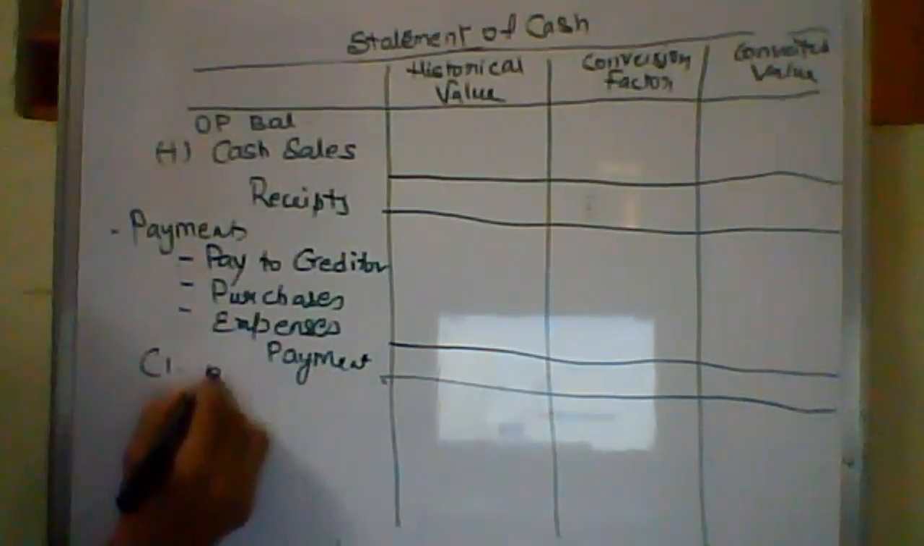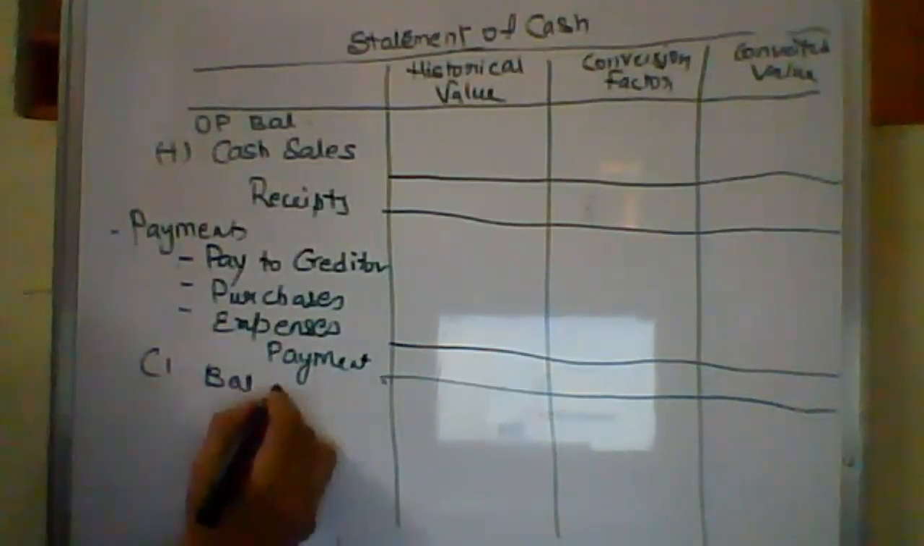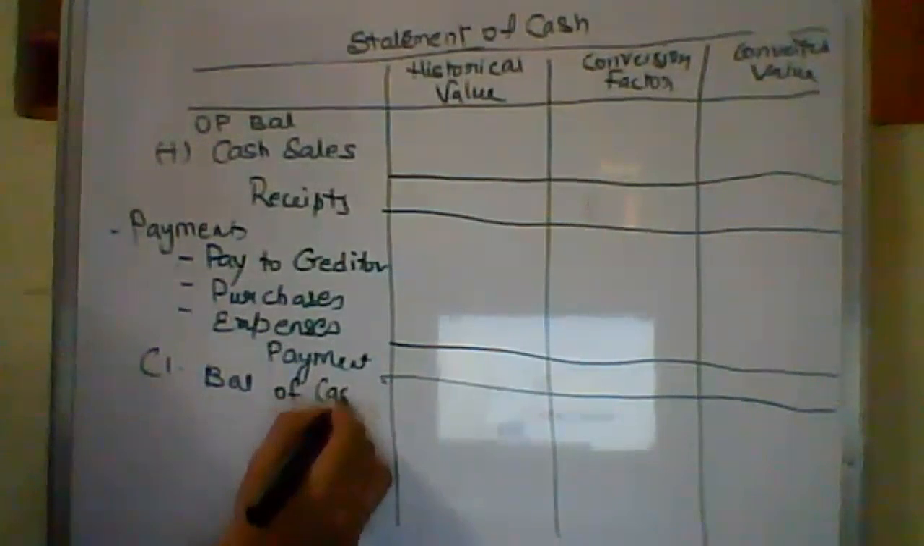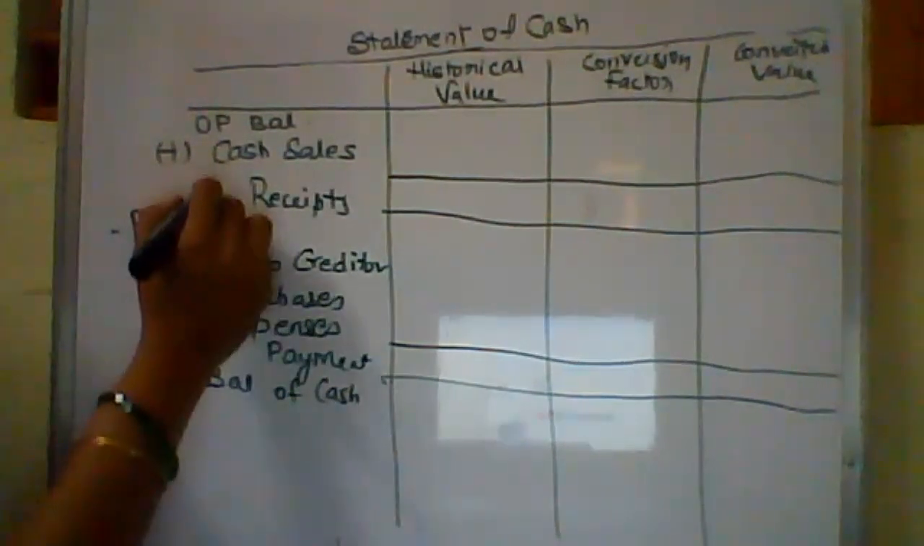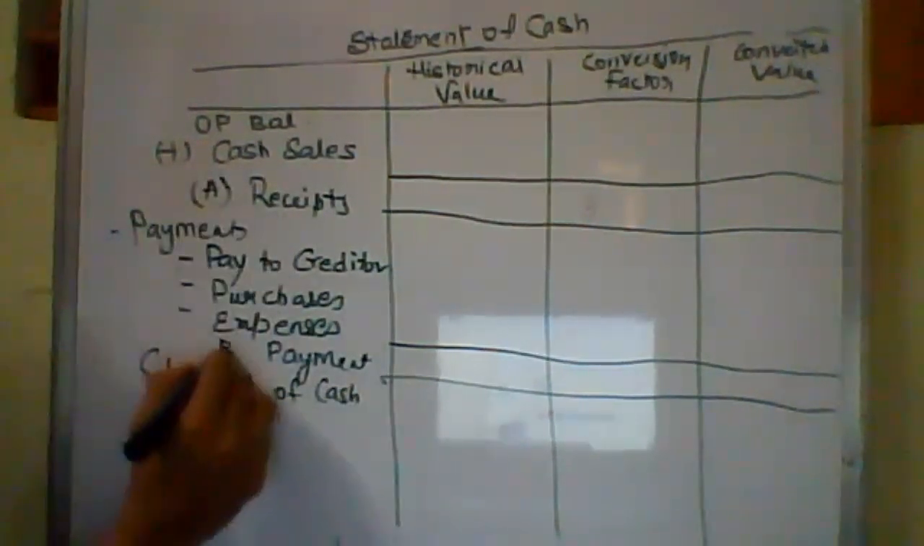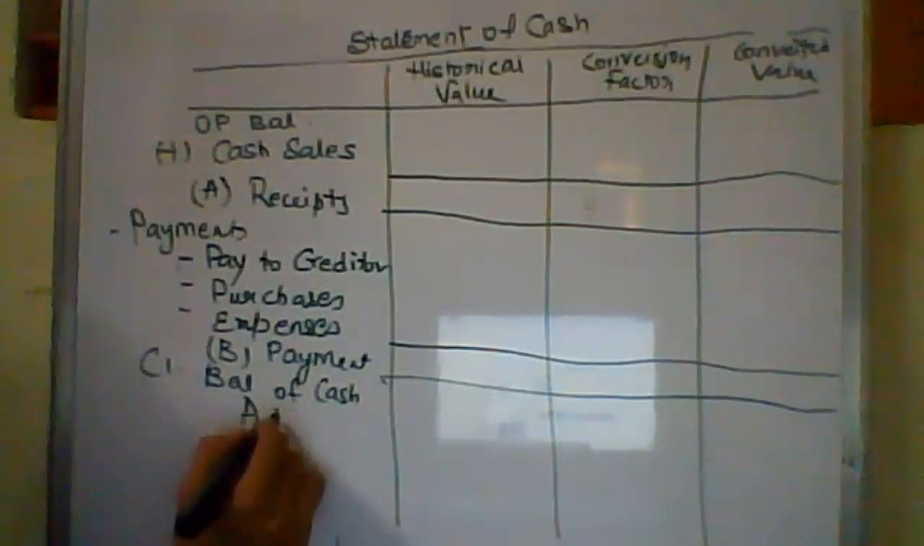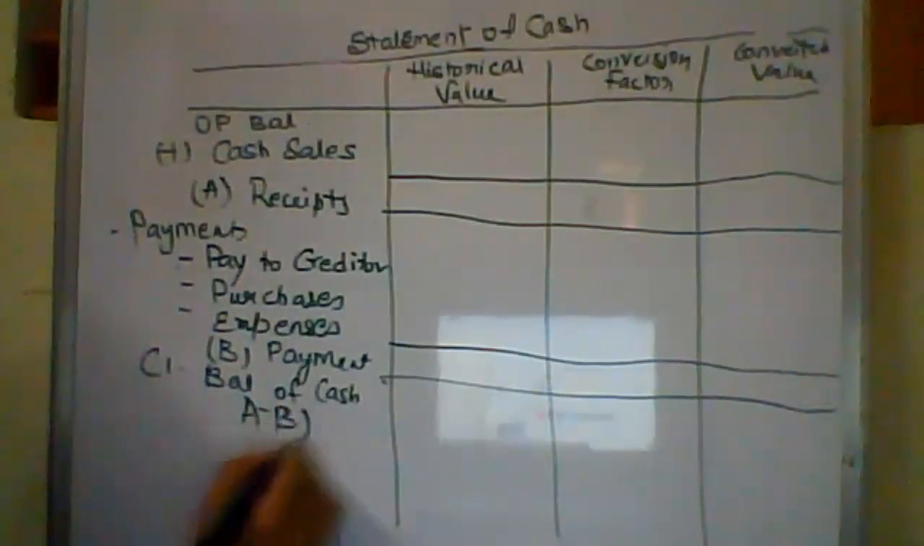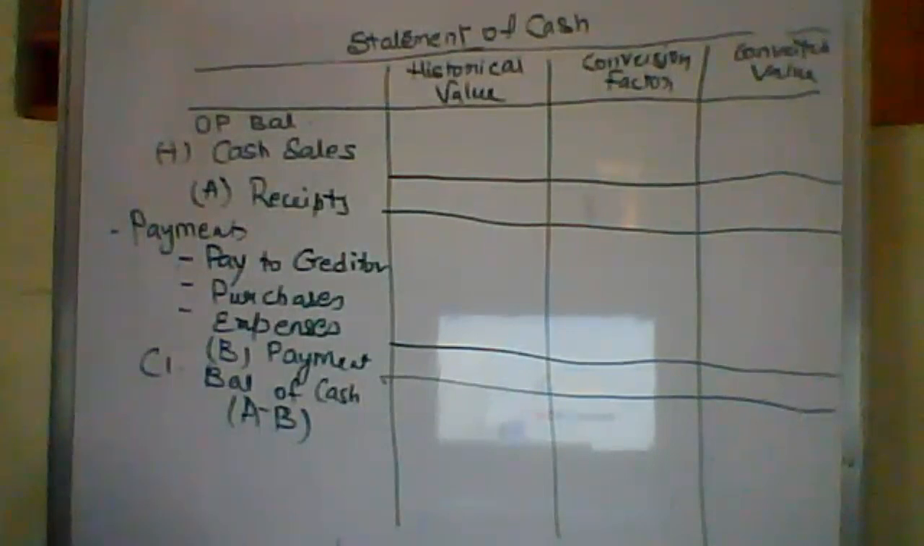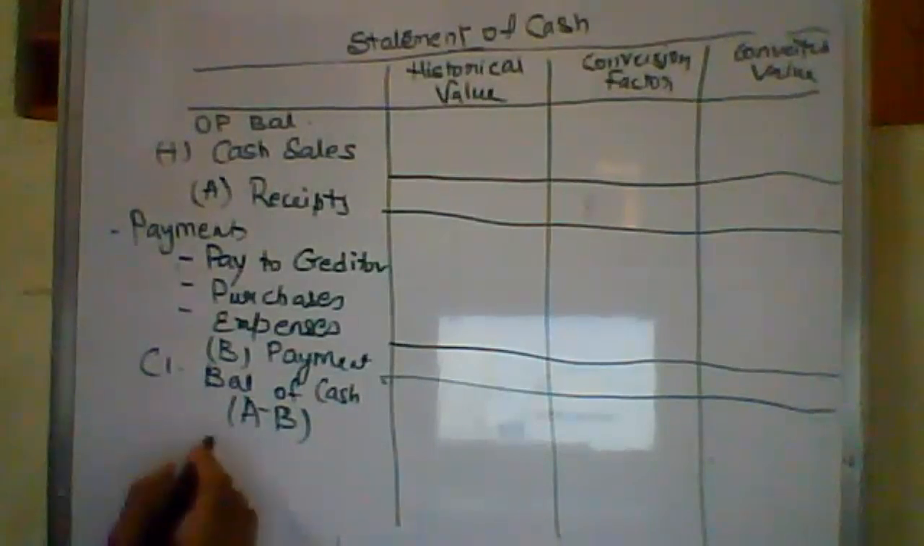Now find out what is the closing balance of cash. That will be receipts minus payments. So you will be deducting from the total receipts all the payments which are there. You will get the closing balance of cash.